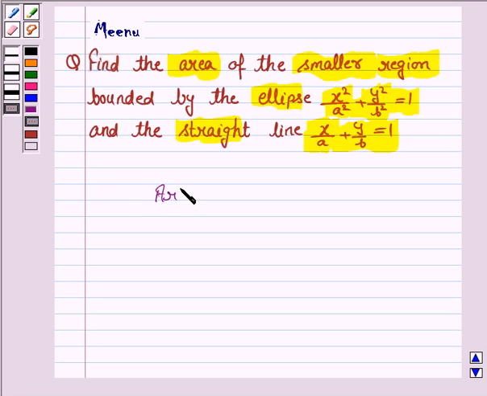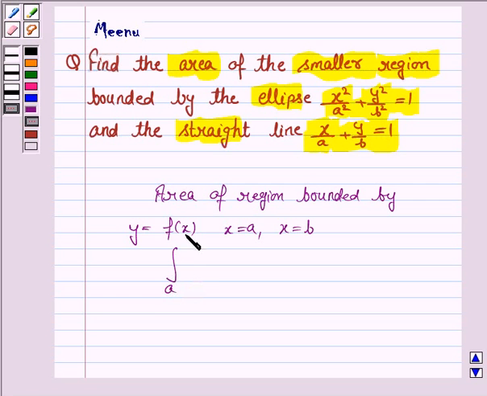the curve y is equal to f(x) and the ordinates x is equal to a, x is equal to b. The area is given by integral a to b f(x) dx, which is equal to capital F(x), where the lower limit of x is a and the upper limit of x is b, which is equal to F(b) minus F(a). So this knowledge will work as the key idea.